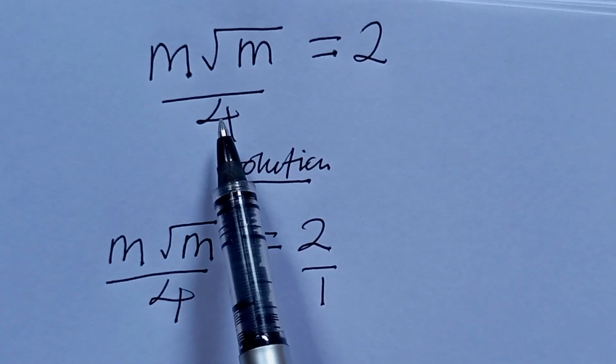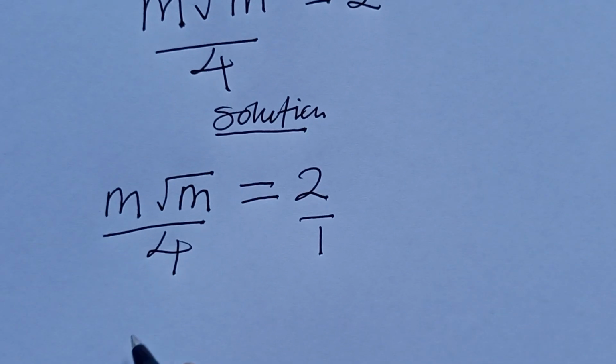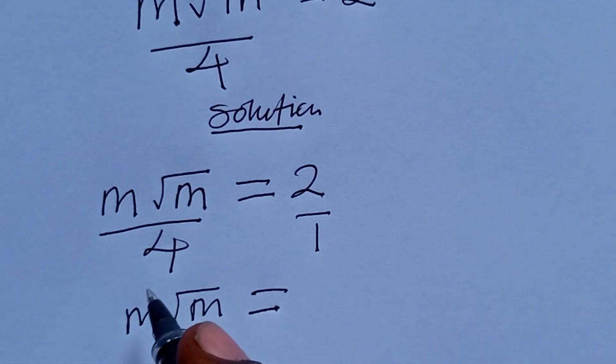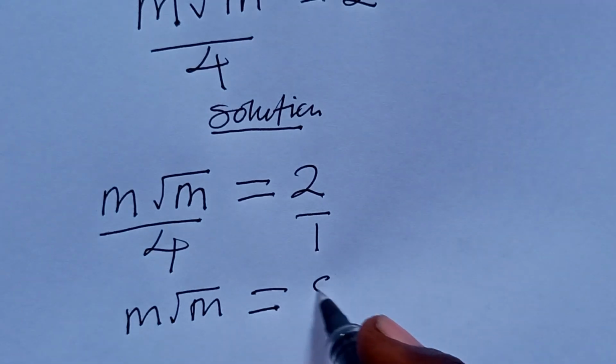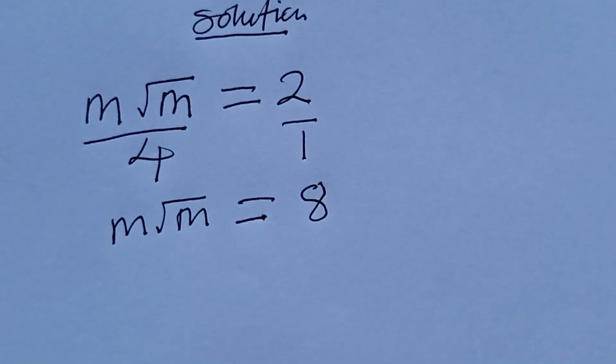So here's our question. We have written it down as this. But we can actually put over 1 here so that we can cross multiply. So now 1 times m root m is going to be m root m equal 4 times 2, which is going to give us 8. So this is what we have.